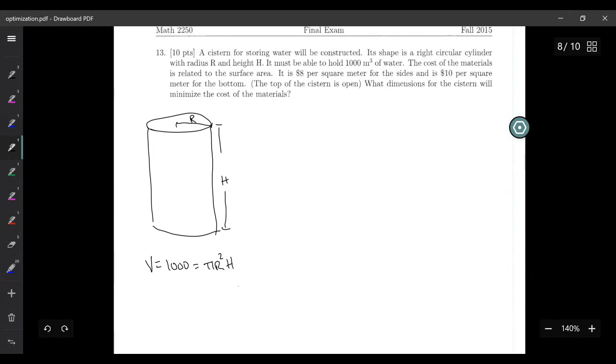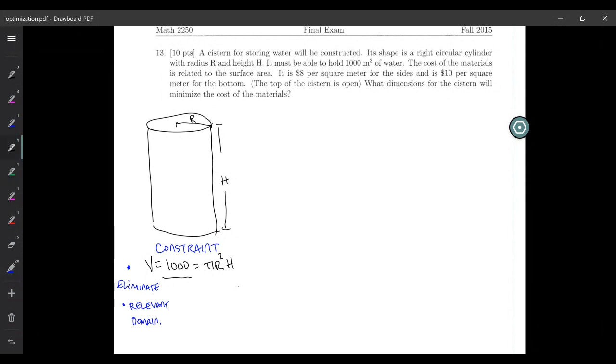All right. The fact that you're given a numeric value for this geometric object means that this is going to be your constraint. Remember, a constraint is used to eliminate a variable. It tells you how to find a relevant domain. Now let's talk about what we're optimizing. What dimensions will minimize the cost of materials? So we're minimizing cost.